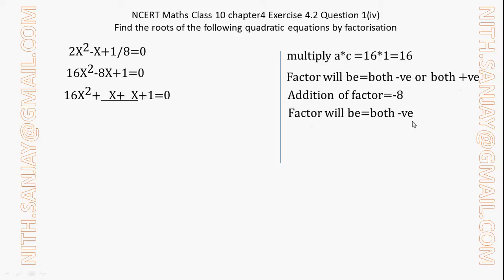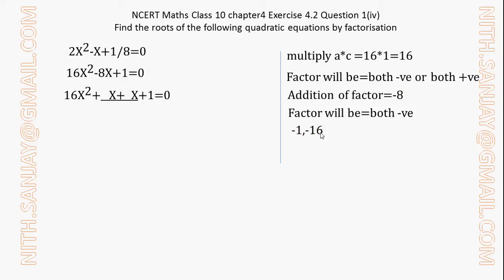Now we will start listing factors of 16, right, because both should be negative, so I have listed the negative factors of 16. So minus 1 and minus 16 is the first pair, but now the problem is that they will add up to minus 17, so they will not satisfy this condition, so these are not the factors.